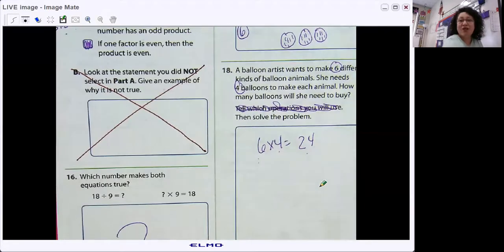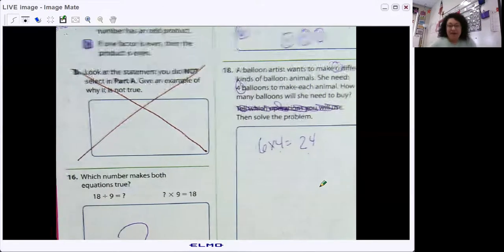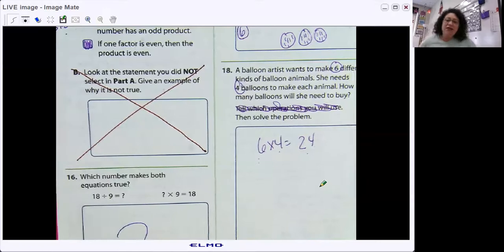Hopefully you got a lot of stars on there. If not, on the ones that you missed, go back and hopefully you understand them now that we did it together, or even mom or dad could help, okay? You want a little bit of a challenge? Do the ones that we marked out. Challenge yourself.